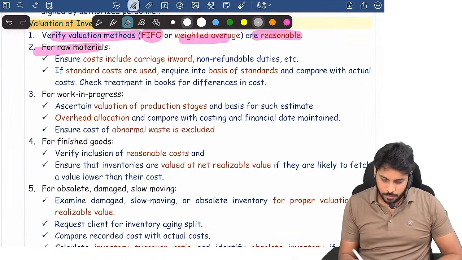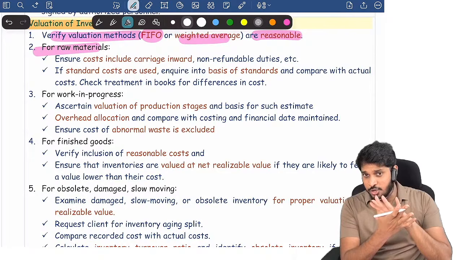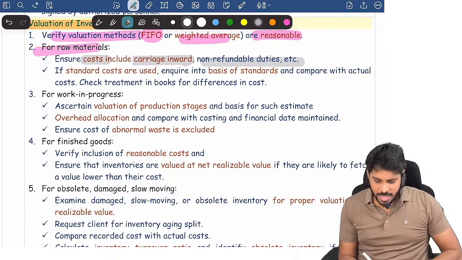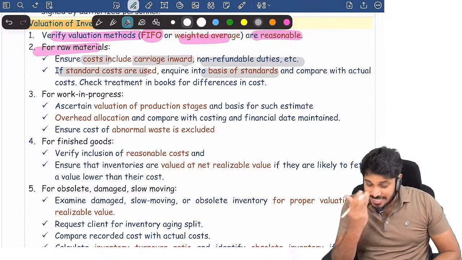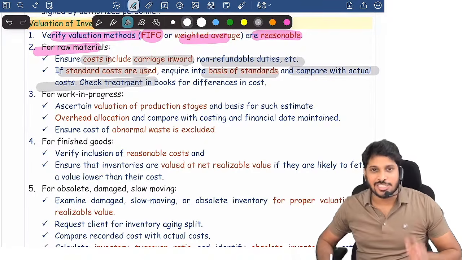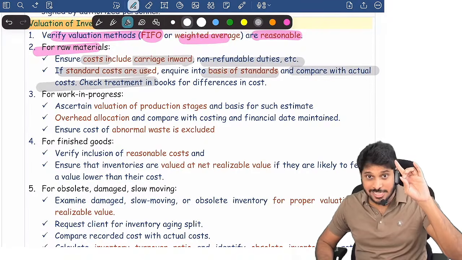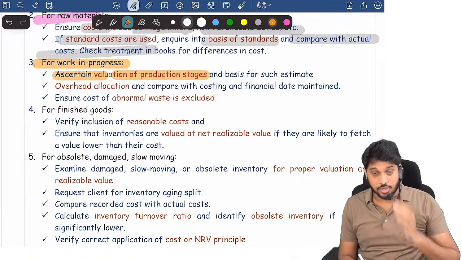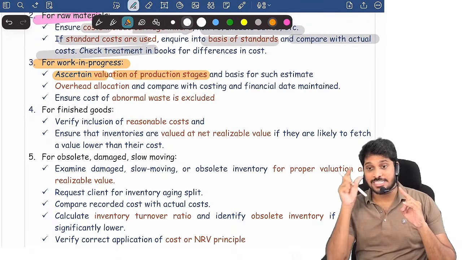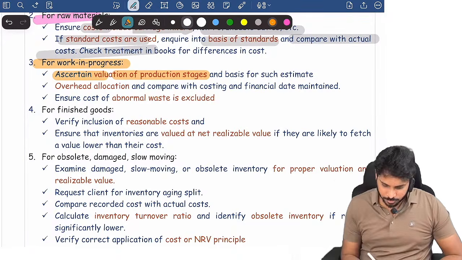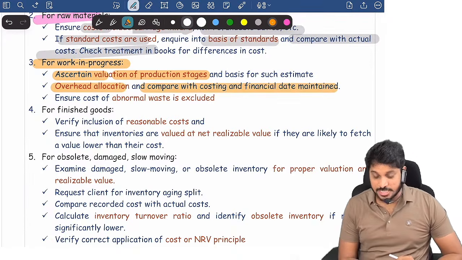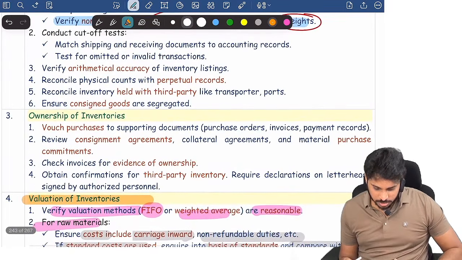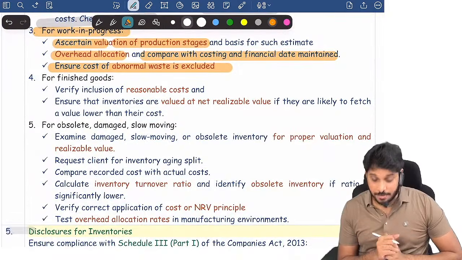For raw materials, see how the inventory has to be valued: cost, carriage inward, and non-refundable duty we should add. If standard cost technique is used, what is the basis for standards? Compare with actual cost. Standard cost technique is famous in retail stores and all. Work in progress: ascertain valuation by production stage. Remember, work in progress is highly influenced by stage of completion. Check overhead allocation and compare with costing and financial data. Ensure the cost of abnormal wastage is excluded.